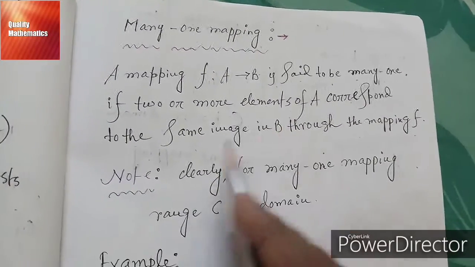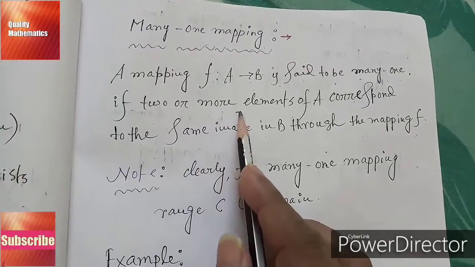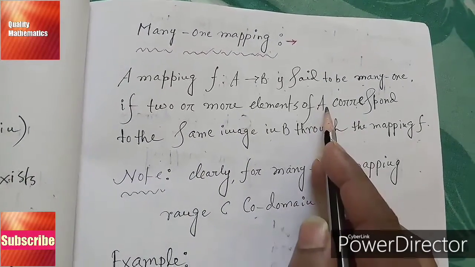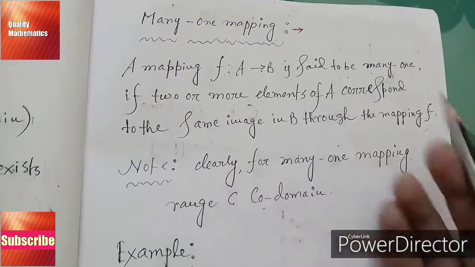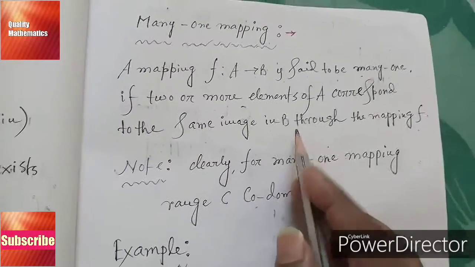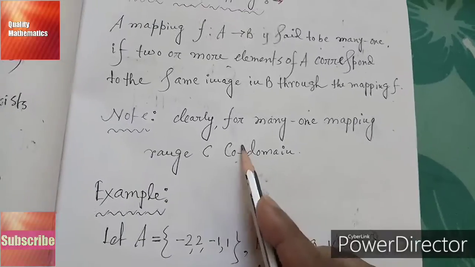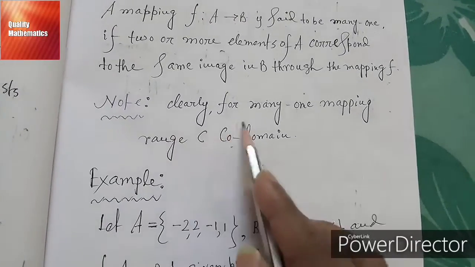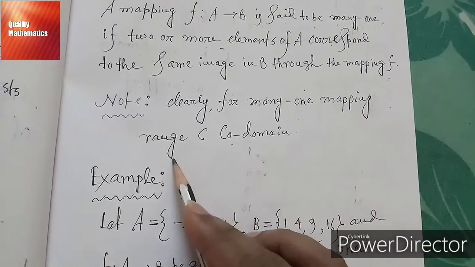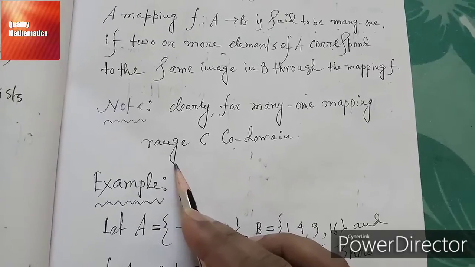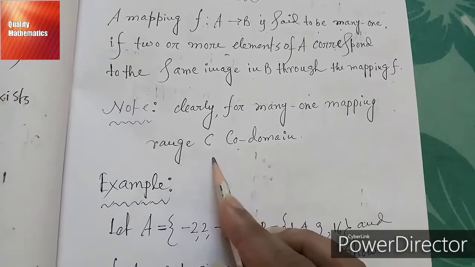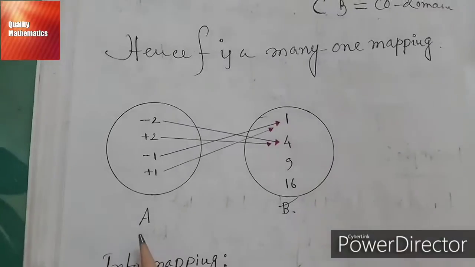Is it clear? Two or more elements of A, meaning the domain, whose images are the same in the codomain. Sure. That means clearly note, for a many-one mapping, the range is a subset of the codomain. See this figure.